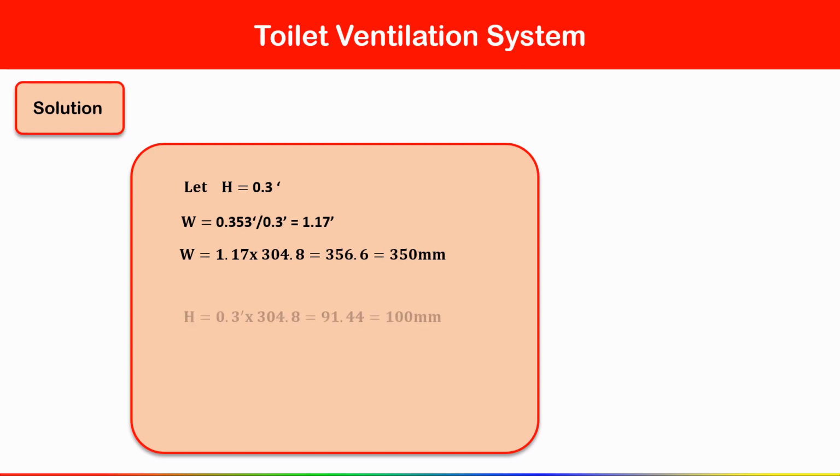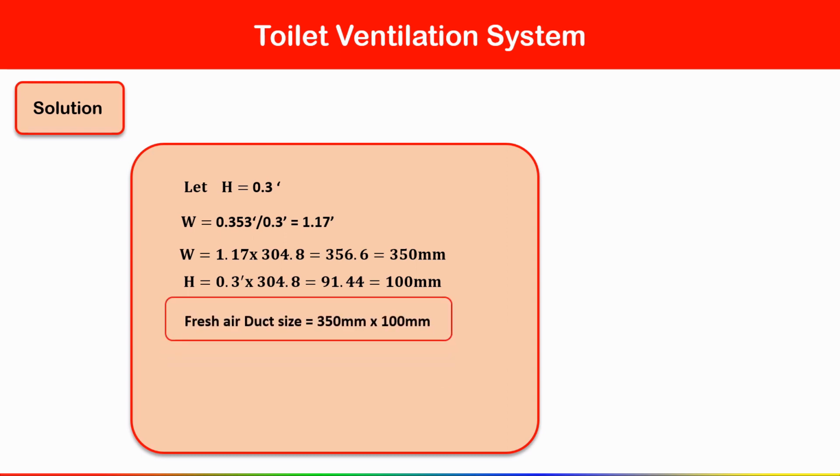Finally you can convert this feet into mm. How can you convert? We have to multiply by this factor, 304.8. So the width we have calculated is 350 mm, height of duct 100 mm. Finally we get the fresh air duct size 350 mm into 100 mm. And note here, we have to do similarly for round and square duct sizes.